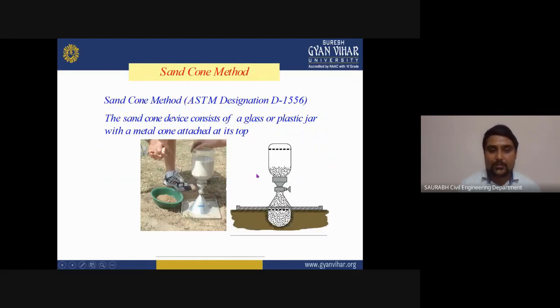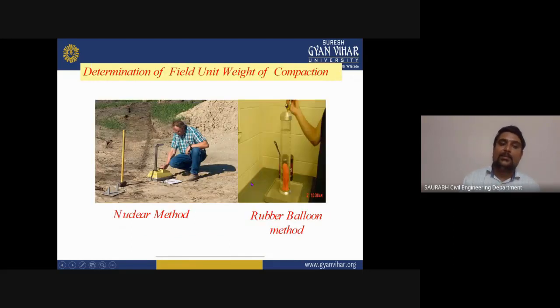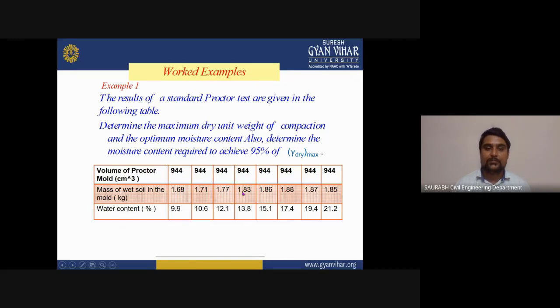The first one is the sand cone method, which is designated by ASTM D1556. The sand cone device consists of a glass or plastic jar with a metal cone attached at its top. This determines the field unit weight of compaction. You can see there is also the nuclear method, which is very special and is also used for the determination of the unit weight of soil or compaction.